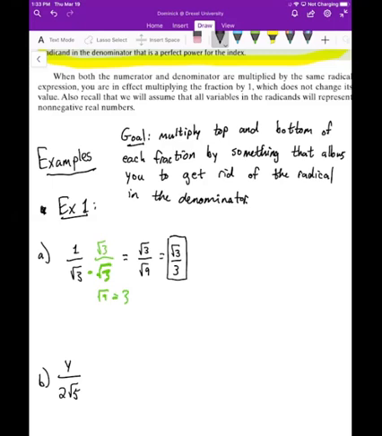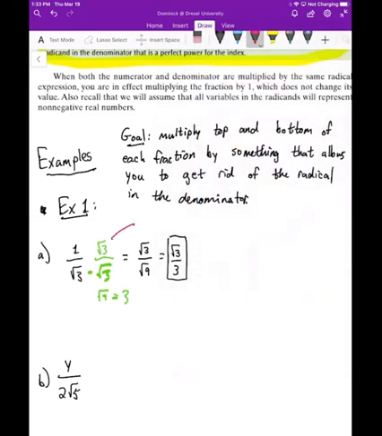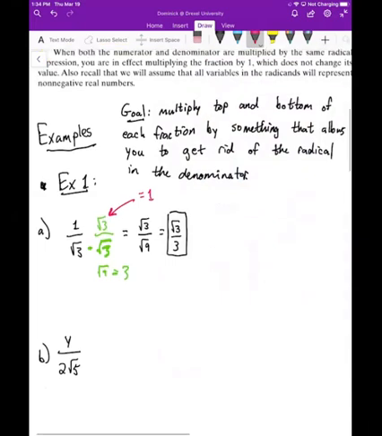Now, the reason why we're allowed to multiply by the square root of 3 over square root of 3 is because anything over itself is just 1. So if I multiply something by 1, I'm not changing it. That's why we're allowed to do this. All right, so let's look at another example.